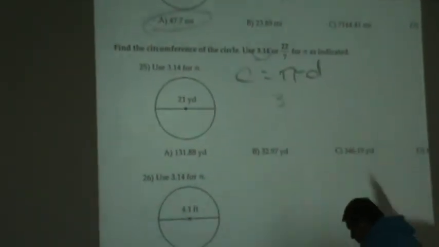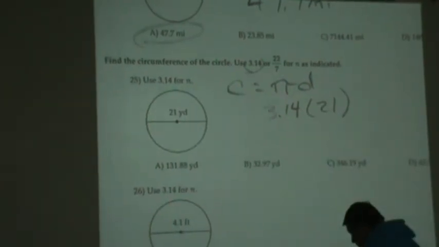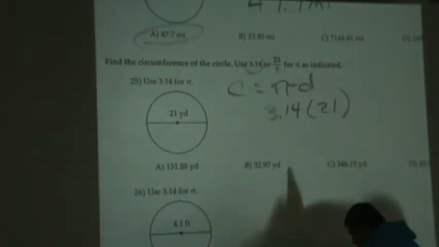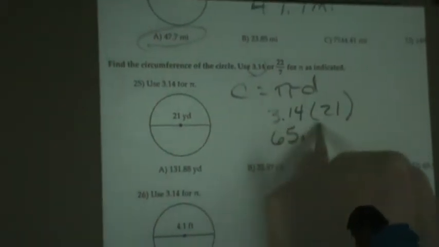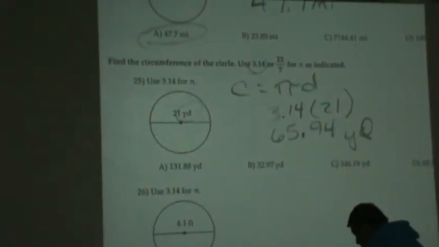Okay, so 3.14 is what we're using, times 21. 3.14 times 21 is 65.94 yards. Is a circumference squared or cubed? No. Nope, it's a distance around like a perimeter.